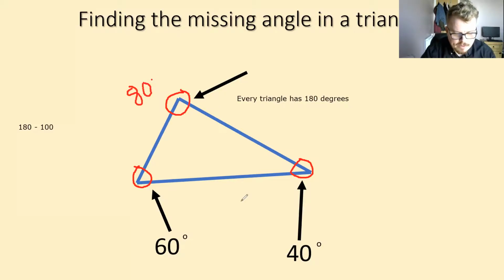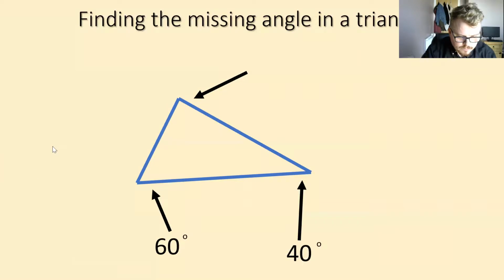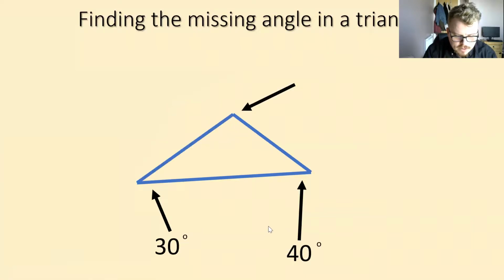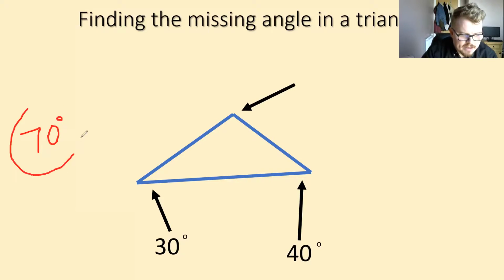Okay, let's do another one. It's the same process. Remember from the last question, every single triangle has 180 degrees. I know the sum of two angles: I've got 30 here and 40 here. So 30 plus 40 equals 70. To find the missing angle, I just have to subtract 70 from 180.